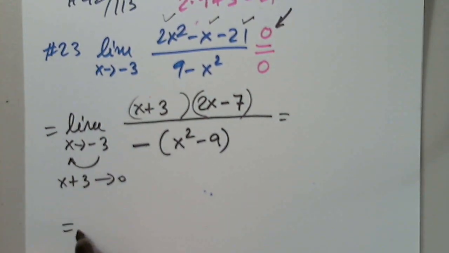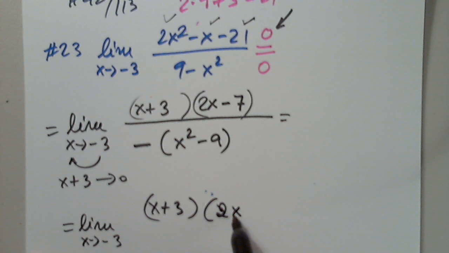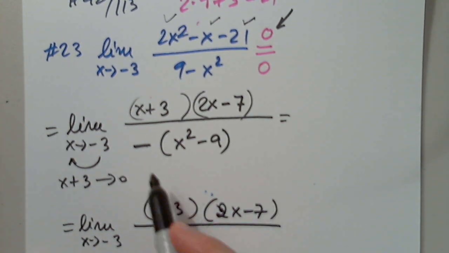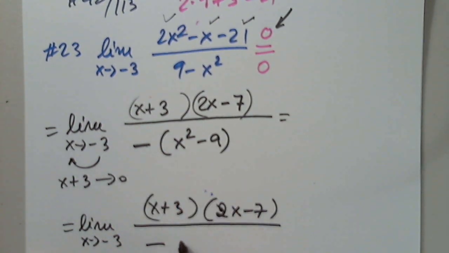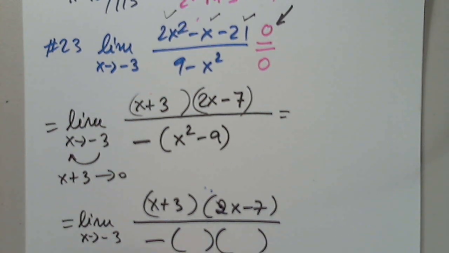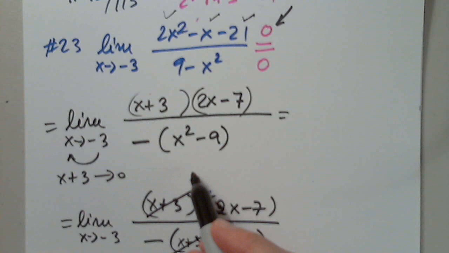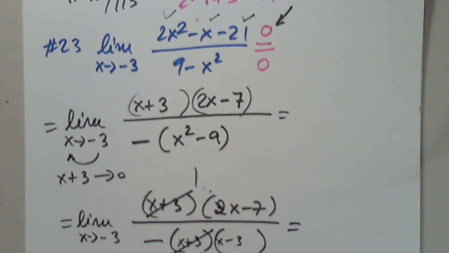So then, limit as x approaches -3, x plus 3, 2x minus 7. Negative stays outside. How do I factor this? x plus 3, x minus 3. And that's exactly what I wanted. That's all the hope I had.